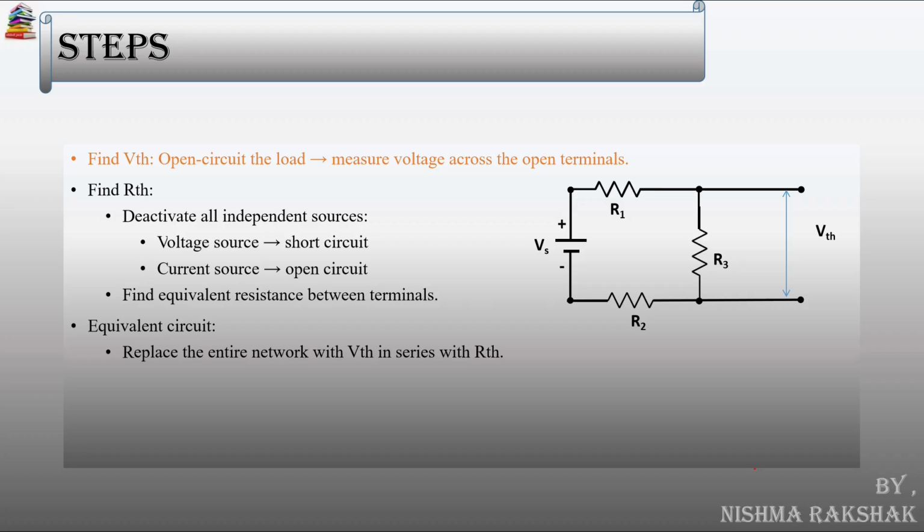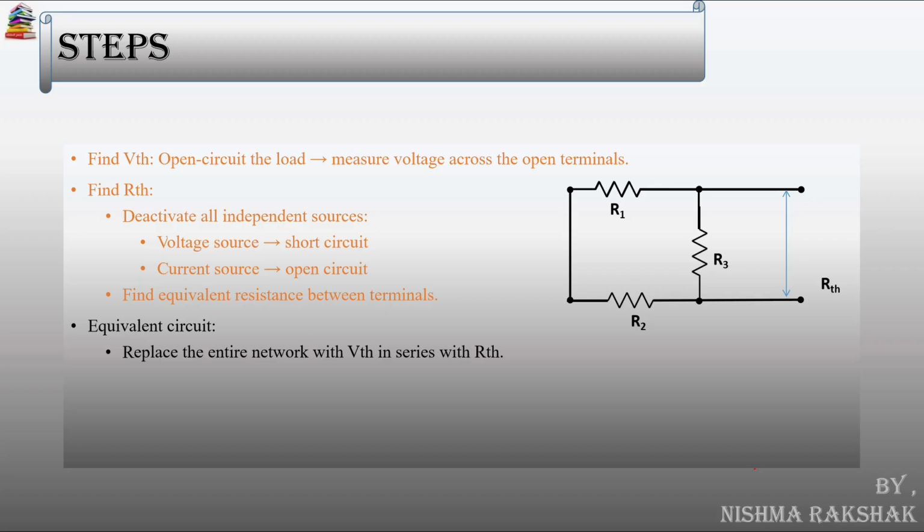Step 2. Deactivate all the independent sources. This means we short circuit all the voltage sources and open circuit all the current sources. Now calculate the equivalent resistance between the same two terminals. This resistance is called RTH, the Thevenin's resistance.